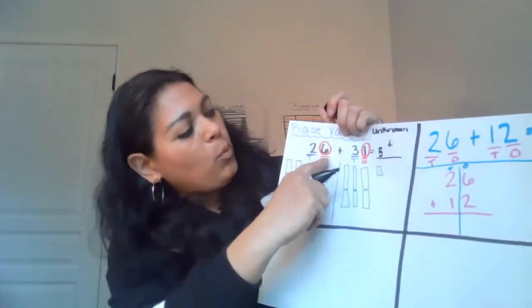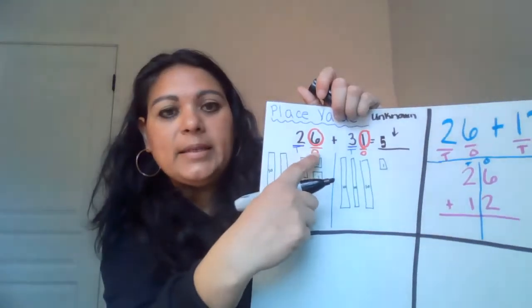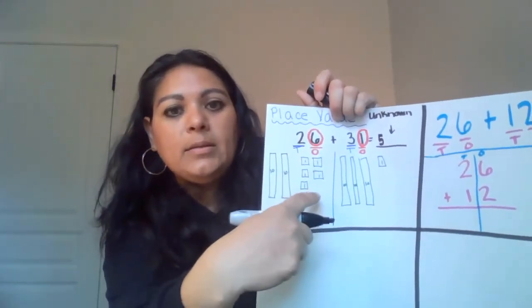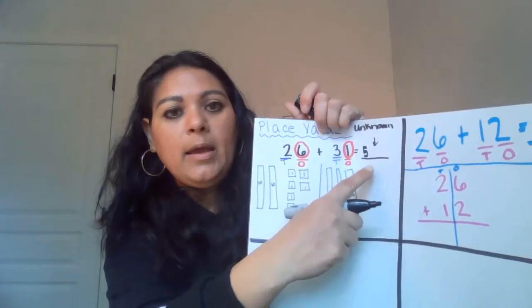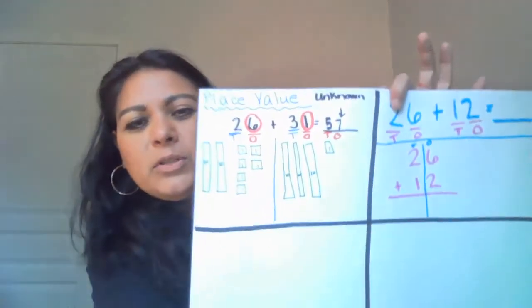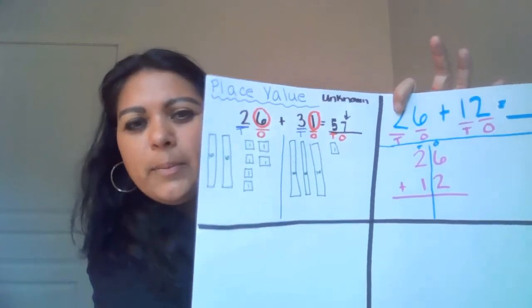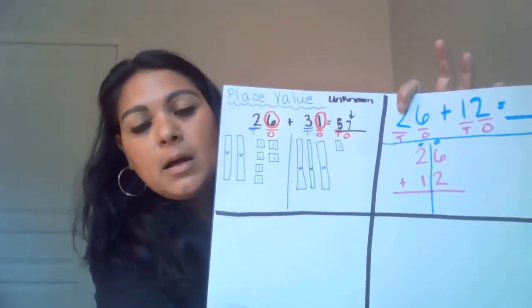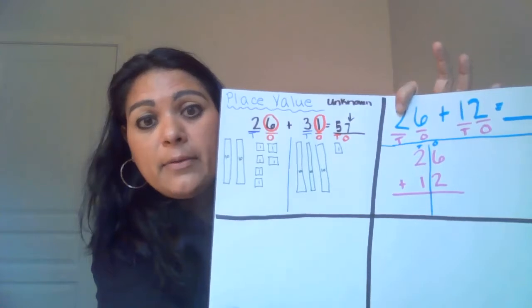Okay. How many ones do we have? We have 6 ones plus 1 one, and that equals 7. And remember, I'm going to go ahead and label these. Remember, when you are drawing your representations, it is always best to stay organized with drawing your units and your rods. Because when you start just throwing them anywhere on the paper, it makes it more difficult to count the altogether number.